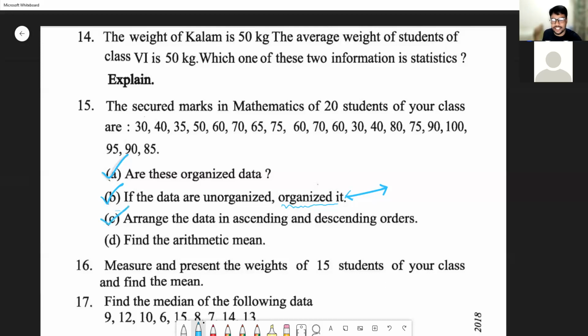Okay, read question C. Arrange the data in ascending and descending order. So will I have to do all of this again? Yes, again we have to do this. Now the mathematical part. Next question, question D.